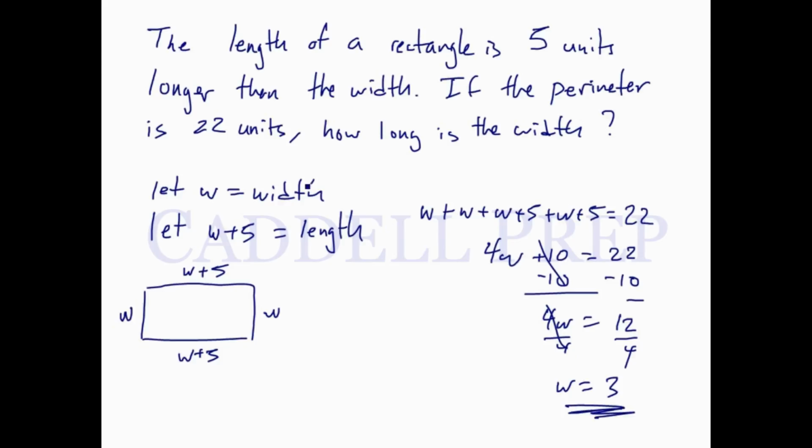Now since we have this, we could go back to the original and say, since w is the width and w is 3, then the width is 3. The length is w plus 5. It's going to be 3 plus 5, which is 8.